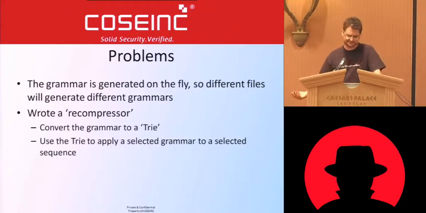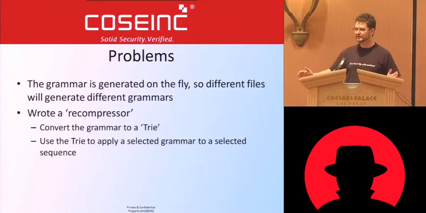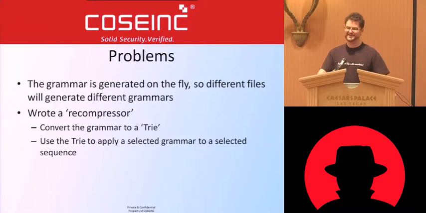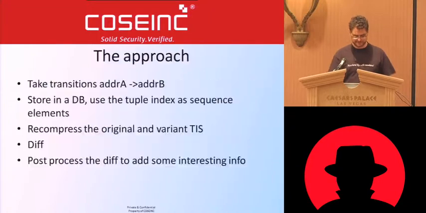So I had to write a recompressor. I had to compress the first one, then keep that grammar and write a tool to compress the second file with the same grammar, which is less efficient, but they can now be directly compared. The nitty gritty is probably boring. Anyway, I wrote a recompressor that converts it to a tree, which is a computer science thing. Then I apply the same grammar to the second file.